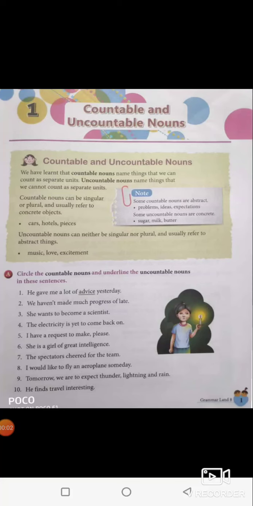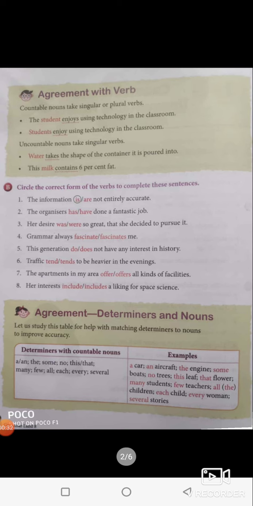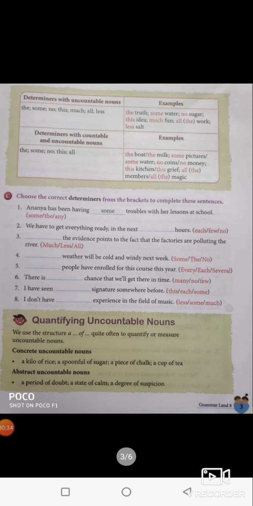Hi students, last time we saw chapter 1 from our Grammar Land, countable and uncountable nouns. Quite a number of you have sent your homework, I appreciate you, and some of you have not sent the exercises. I expect everyone to do this. We finished exercises A, B and C. After this, we need to see quantifying uncountable nouns.